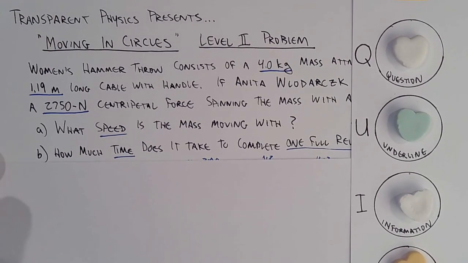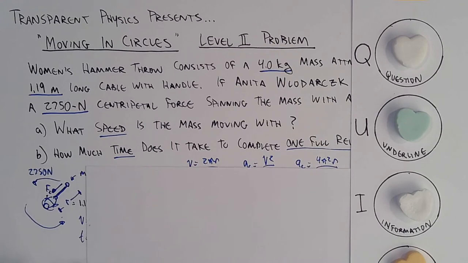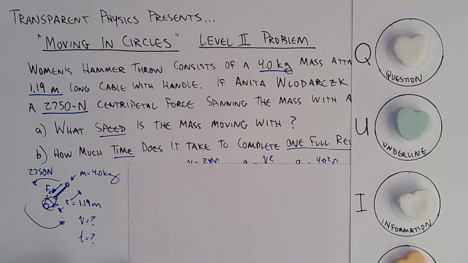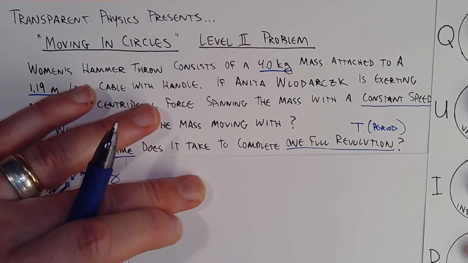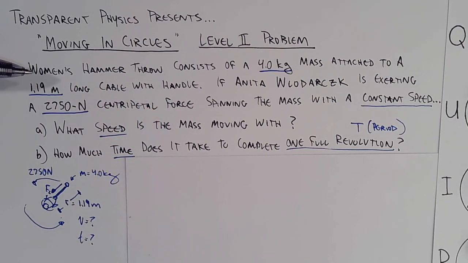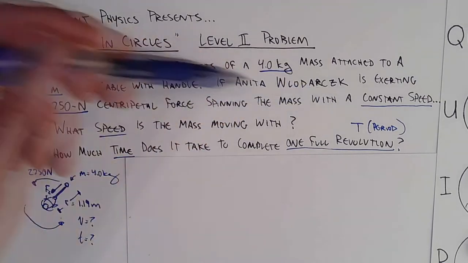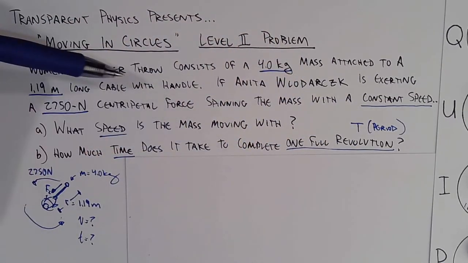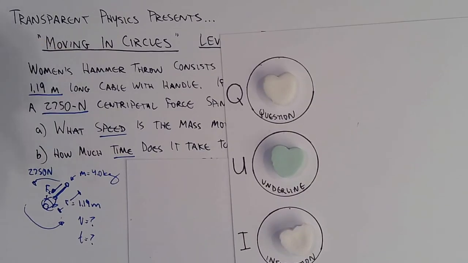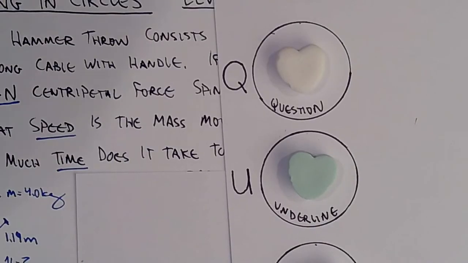So let's take a look here. So the first thing we're going to do, well, we've read the question and we've underlined it already. So those were both already accomplished pretty much off camera for us. But we've got the initial information underlined and the things that we're solving for as well.